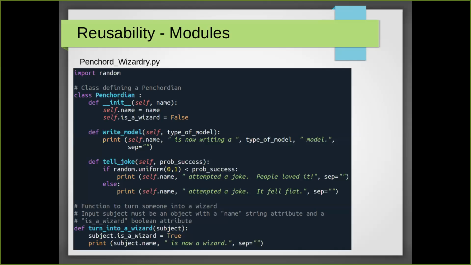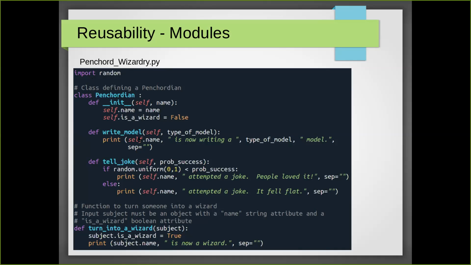Let's look at a quick example. So here I've got a file called pencordwizardry.py, and in this file, we've got this piece of code, which is a combination of a class definition and also a standalone function outside of that class. So it uses the random library, and I've got a class defining a pencordian, which the constructor sets up, giving the pencordian a name and a boolean indicating whether they're a wizard or not.